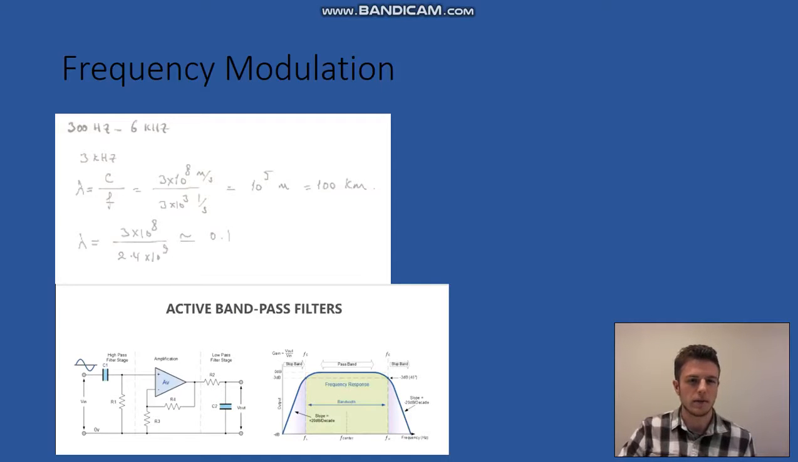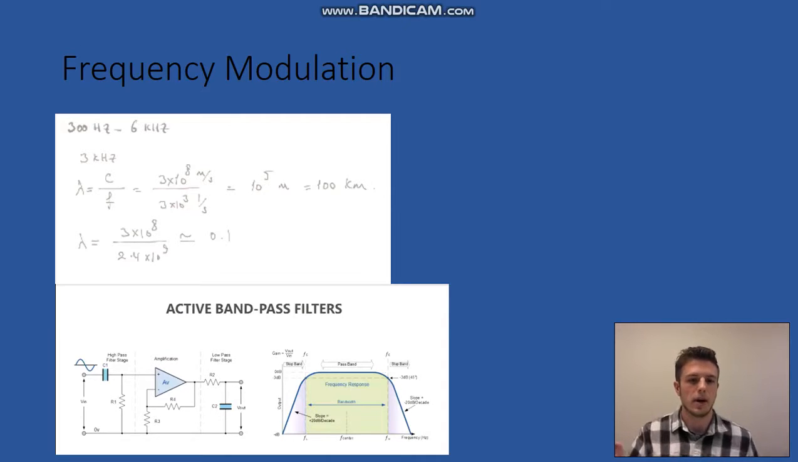We're going to start with frequency modulation. A normal voice signal is between 300 hertz and 6 kilohertz. Without modulating the signal, according to lambda equals c over f, with your frequency and the speed of light, you'd need a 100-kilometer long antenna, which is stupidly impossible.